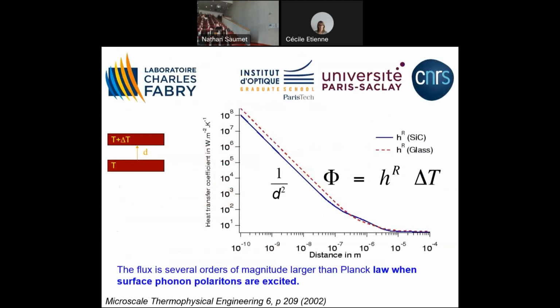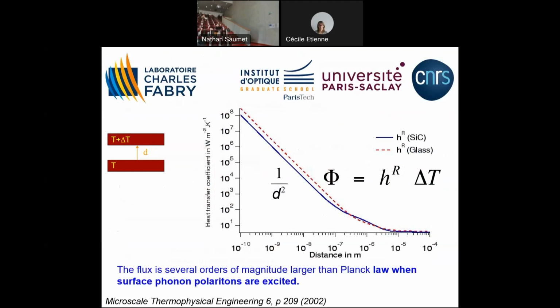So here we are linearizing. If the difference of temperature is just delta T, you can linearize everything, and you can say that the flux is proportional to delta T. So assuming that these two temperatures are close enough, you can linearize. And then this coefficient H, which would be 1 here, when you are in the far field, you see that if you go all the way to, say, 10 nanometers, which is reasonable, you increase the flux by 4 orders of magnitude. If you go to 100 nanometers, you increase the flux by more than 100.